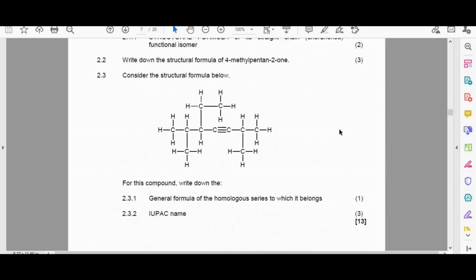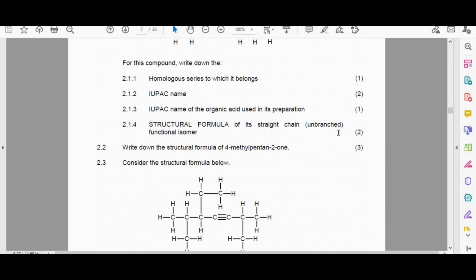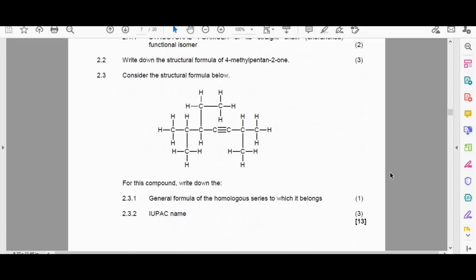Question 2 is your organic chemistry question where they'll ask you a lot of naming. So write down the name, write down the homologous series, or draw a structural formula. Like this question, they want you to write down the structural formula or draw it. They'll give you a name, and they'll ask you about isomers. You know, they'll give you a functional isomer, or they'll ask you a positional isomer as well.